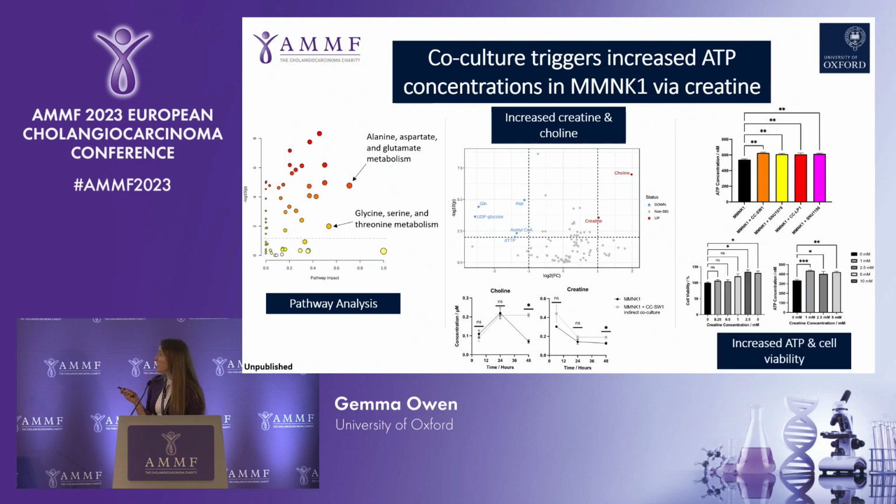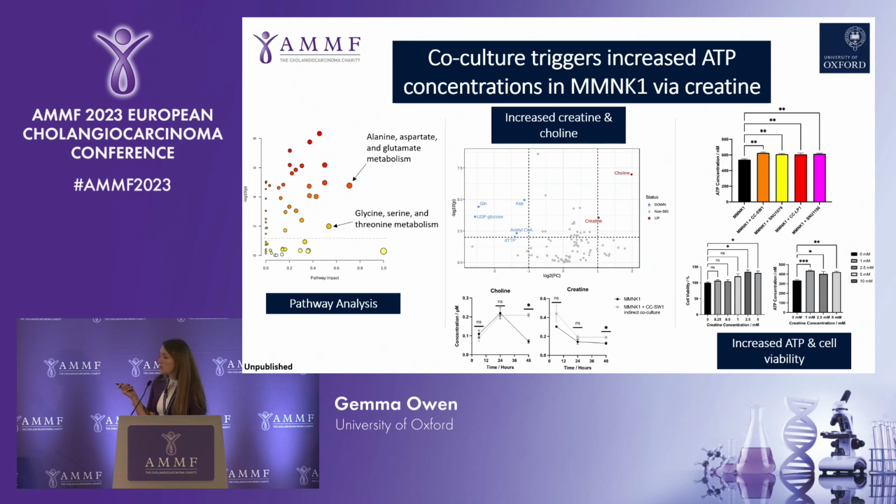What I'm showing here is the effect of creatine. Creatine is actually used in cells as a store of ATP, ATP being the energy currency of the cells. When we went back and looked at our co-culture system, when our MMNK1 cholangiocyte cells are in co-culture with our intrahepatic cholangiocarcinoma cell lines or our extrahepatic cholangiocarcinoma cell line, we saw a significant increase in the ATP concentration of the cell.